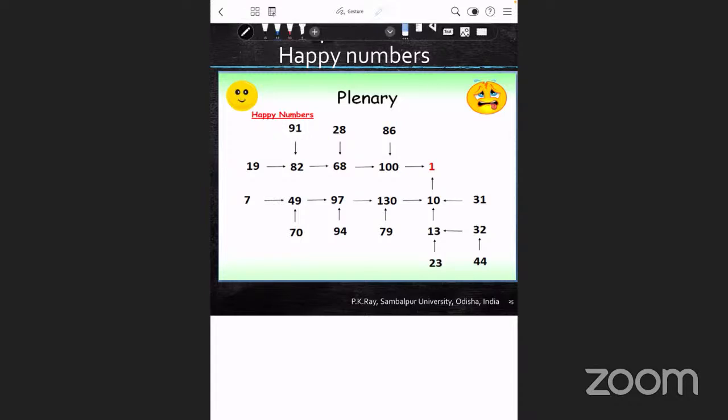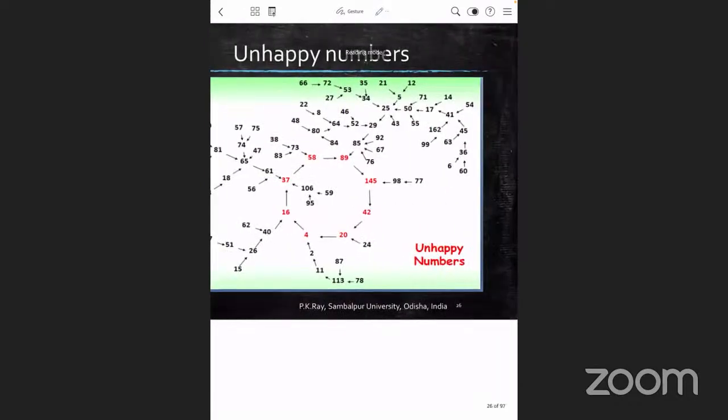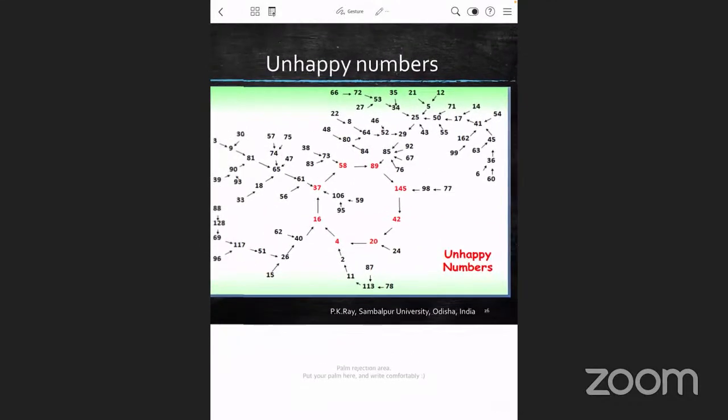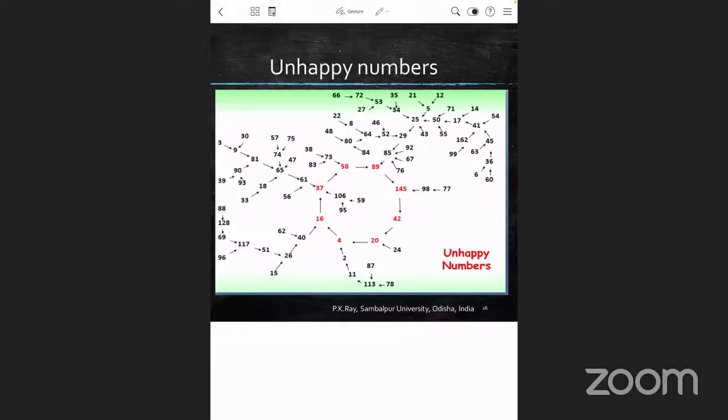But see the picture of unhappy numbers. This is a very beautiful picture of unhappy numbers. Whatever the number on your screen, they are all unhappy because they form a cycle, and the cycle numbers are painted in red color. You see here: 20, 42, 145, 89, 50. Whatever number you are looking at, if we adopt that process, it goes to either 58 or 89 or 145 or 42 or 20 or 4 or 16. After coming to these numbers, it forms a cycle. So we are not getting 1 here. So this is an unhappy number.